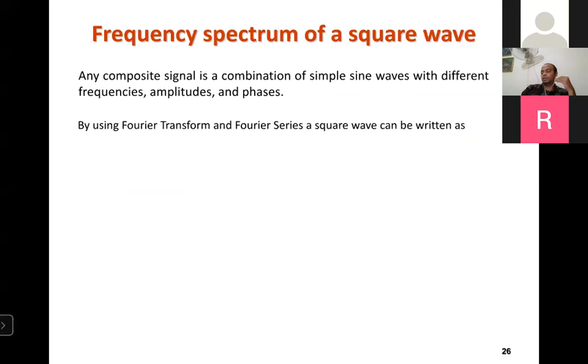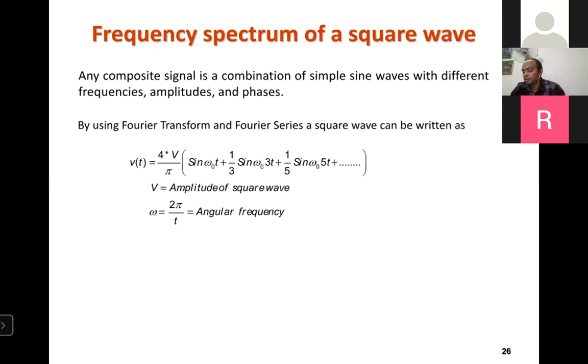That will be taught to you more completely in mathematics, where you have a complete chapter on Fourier series and Fourier transformation, and also in different other subjects. So here I will just tell you, using that Fourier transformation, we can represent a square wave using this expression. Here you see V(t) is equal to 4V by pi times sin omega 0 t plus 1/3 of sin 3 omega 0 t, 1/5 of sin 5 omega 0 t. We have already seen it in that figure.